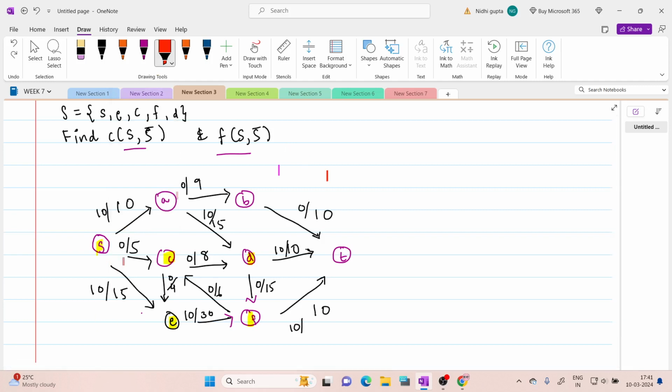So S has basically S, C, D, E, F. So what is S bar? S bar is the complement: A, B, T. Now we have to find the capacity of the cut. So what is the capacity of this cut? We have to look at all the edges which are going from S to S bar. So what is the capacity?